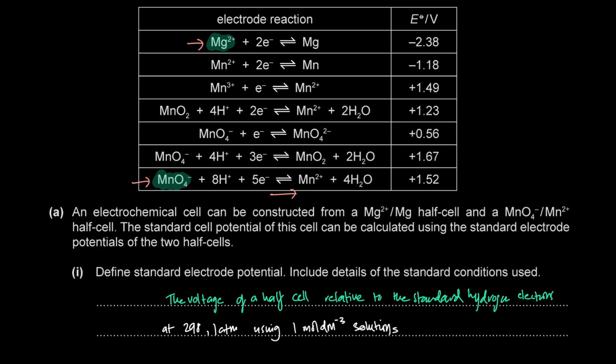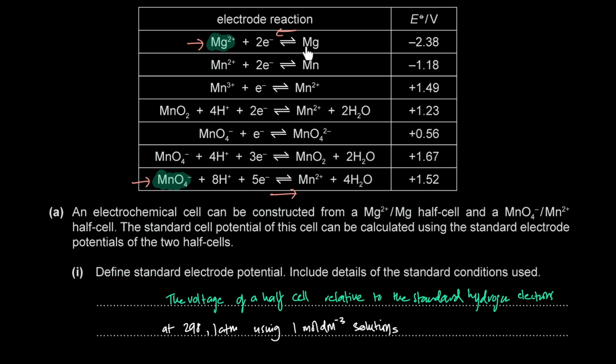It will undergo reduction. And that means that the first half equation, the half equation for magnesium, will go in the reverse direction. Magnesium over here will undergo oxidation. It will be the reducing agent.